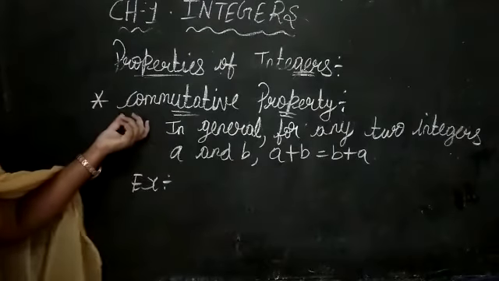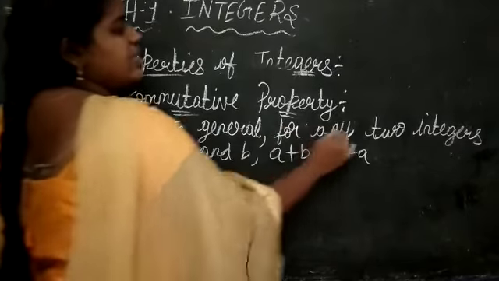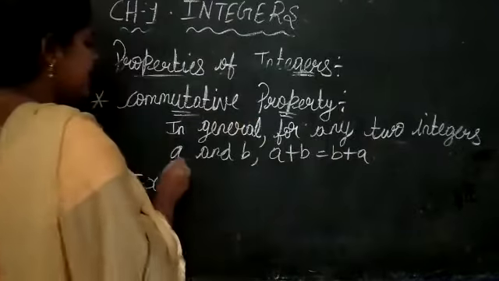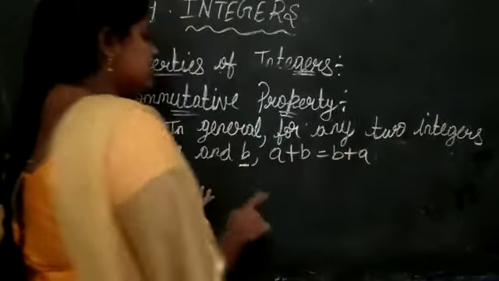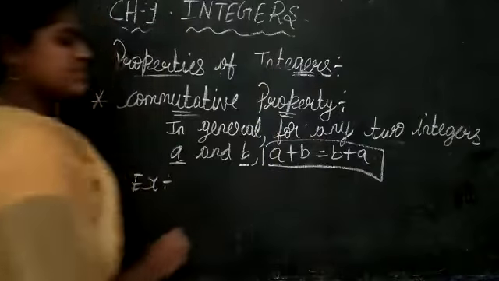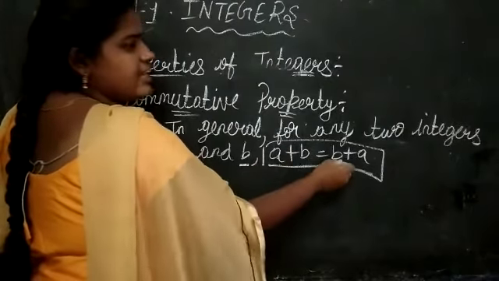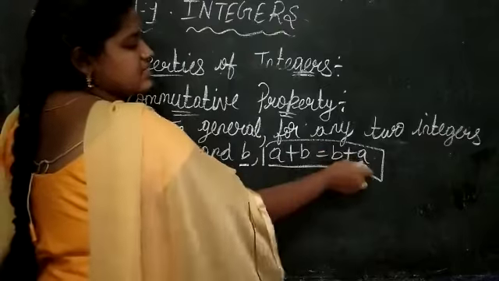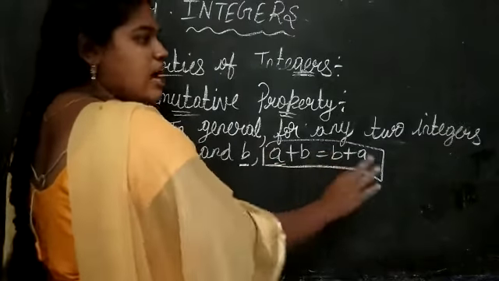Now the next property is commutative property. Commutative property definition: in general, for any two integers a and b, the commutative rule is a plus b equals b plus a. Here you can see the order is changing. In a's place we take b and in b's place we take a. So the order is changed, but still you should get LHS equal to RHS.